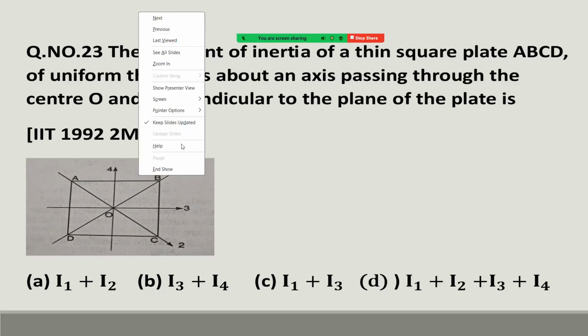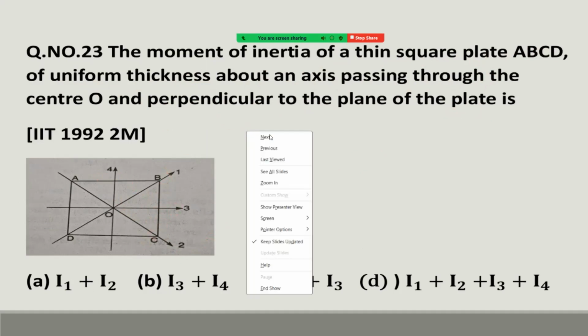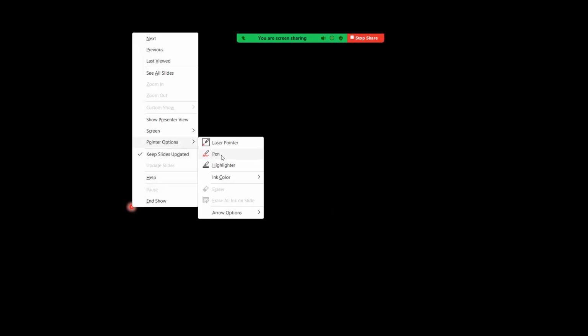And the next one: the moment of inertia of a thin square plate ABCD of uniform thickness about an axis passing through the center O and perpendicular to the plane of the plate is. Asking about the axis passing through the center and perpendicular to the plane of the plate. Given, okay, 1, 2, 3, 4, right. See what we can do. This also we can directly get the answer.